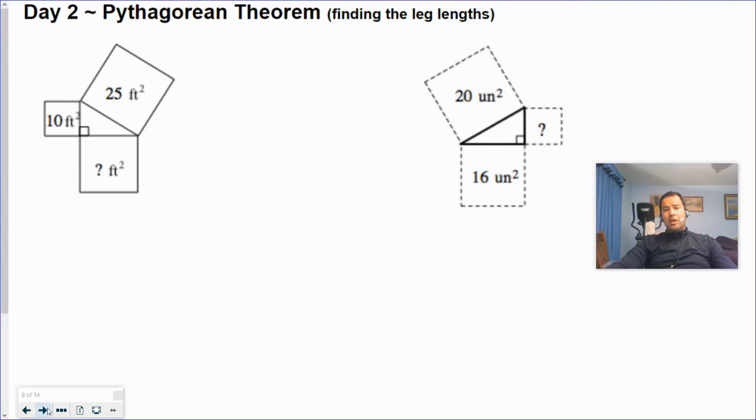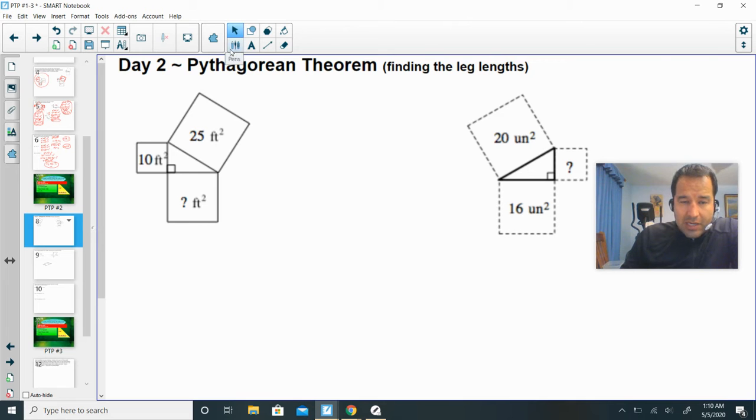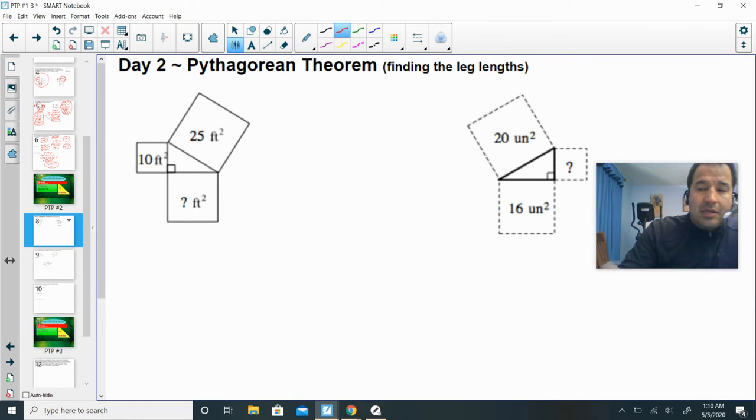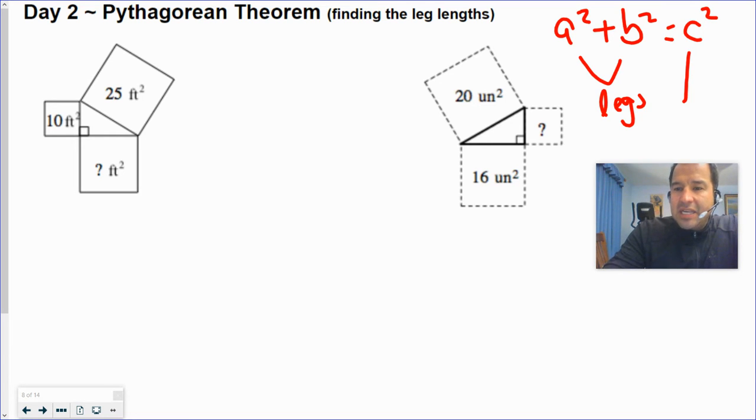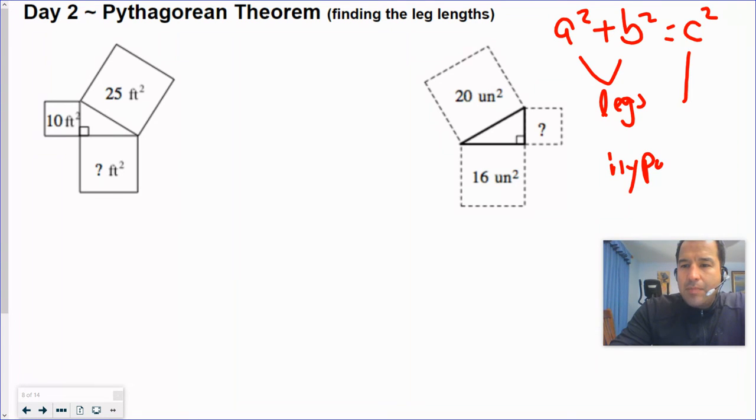Okay, so let's get started here. Now, we're doing the second day of the Pythagorean theorem. Hopefully you can write that and spell it. And hopefully you have your notes from yesterday and you can look at them. What is the Pythagorean theorem? It states that on a right triangle, only a right triangle, a squared plus b squared equals c squared, where a and b are the legs and c is the hypotenuse. By the way, I strongly recommend that you write that down, hypotenuse.